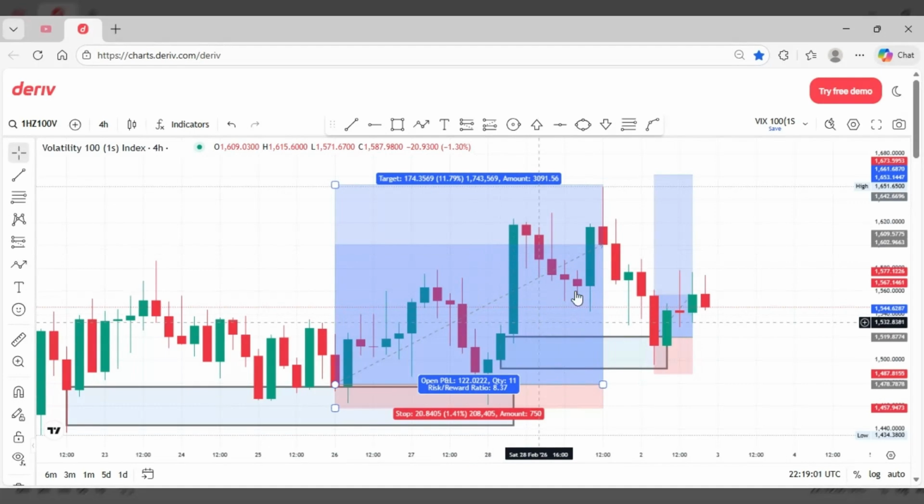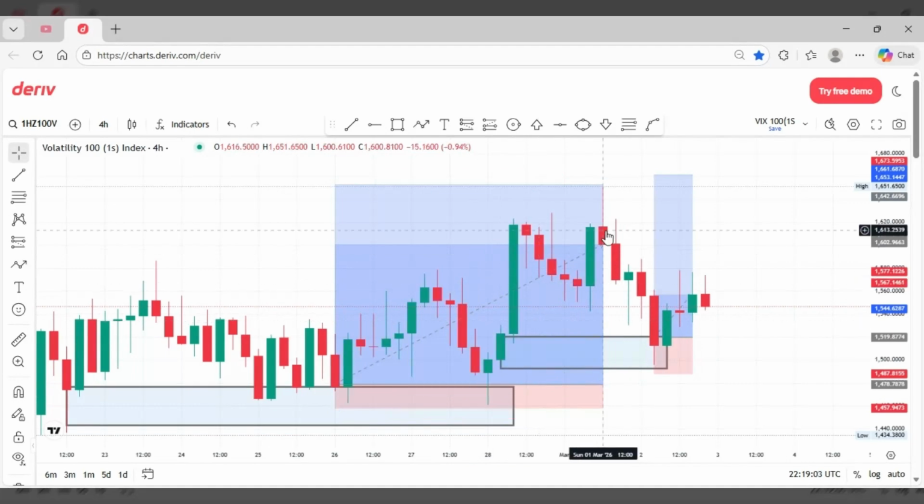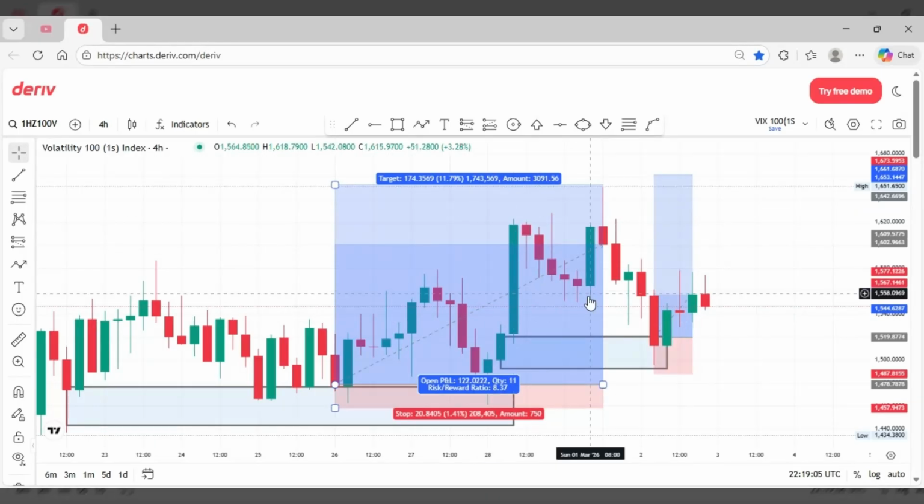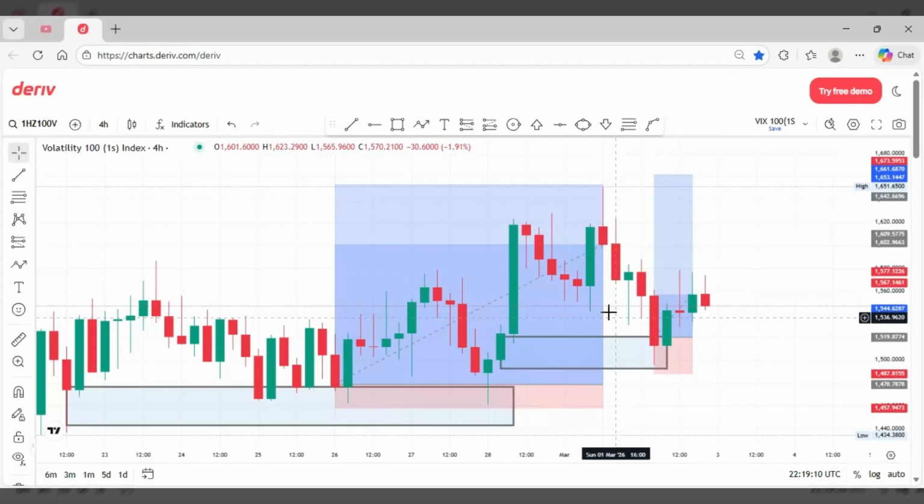I spot my liquidity on the H4 because look at what happened here. Look at this rejection coming down. Where is the liquidity? I spot my liquidity, my inducement. It's very, very important. And I spot my inducement.